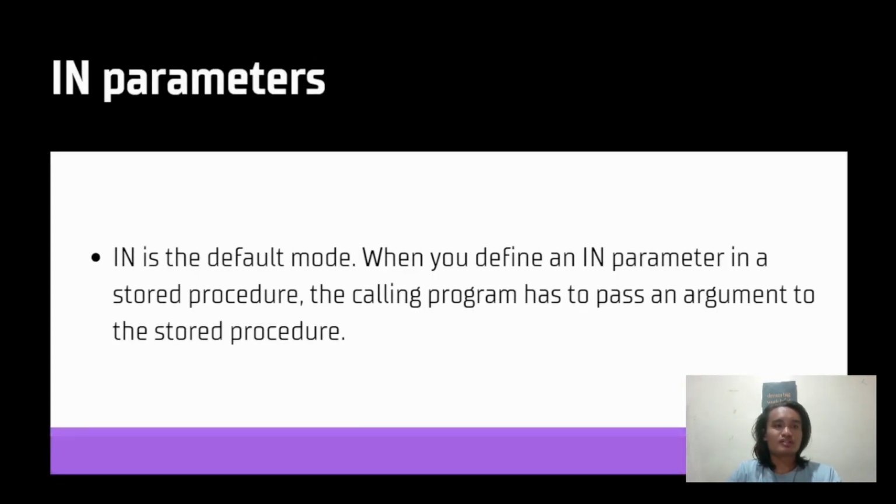So the first one is the in parameters. In is the default mode. When you define an in parameter in a stored procedure, the calling program has to pass an argument to the stored procedure. In addition, the value of an in parameter is protected. It means that even if you change the value of the in parameter inside the stored procedure, its original value is unchanged after the stored procedure ends. So in other words, the stored procedure only works on a copy of the in parameter.